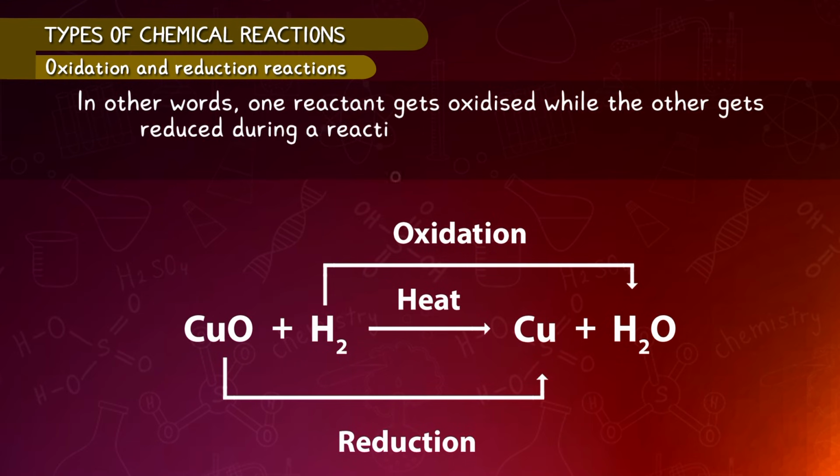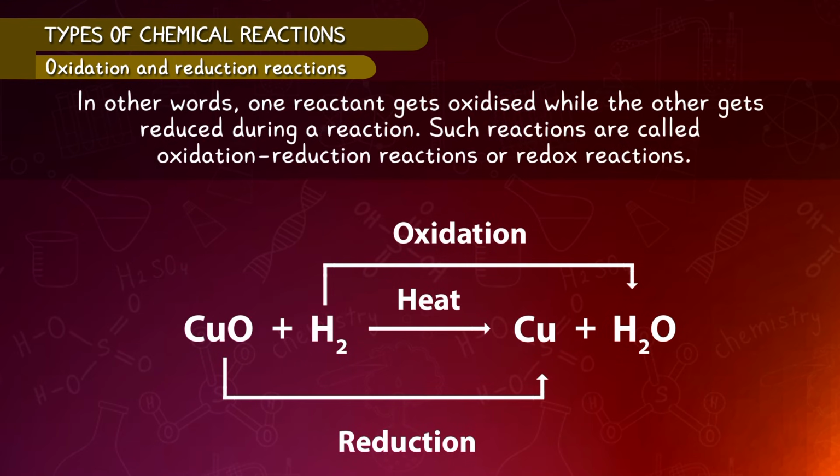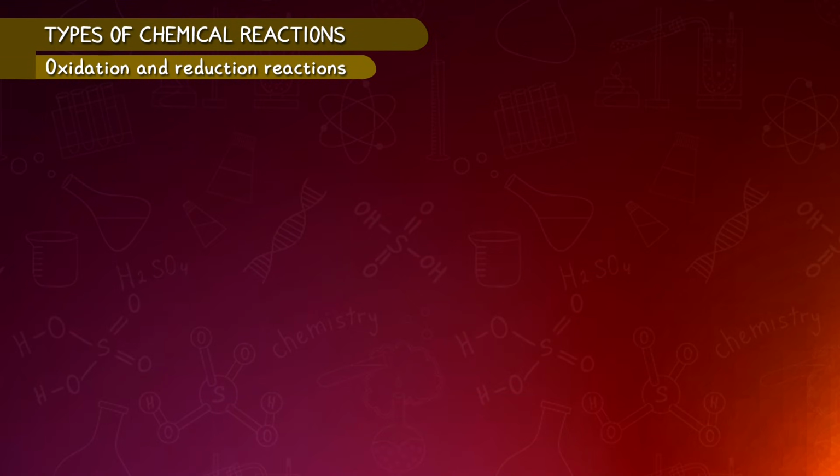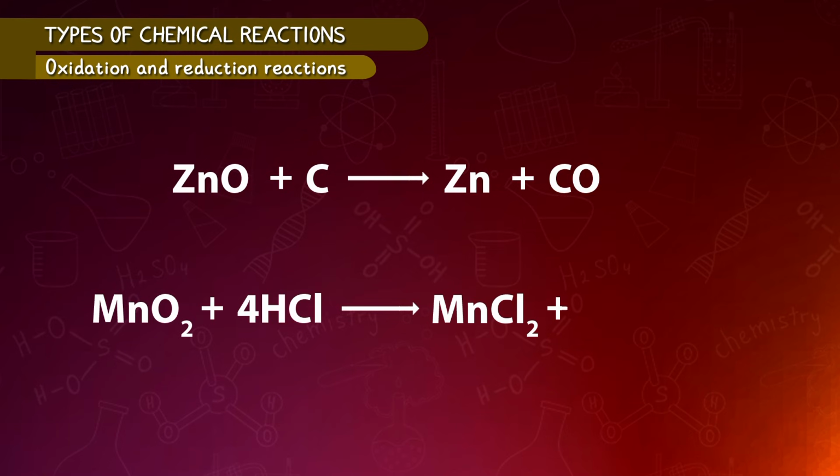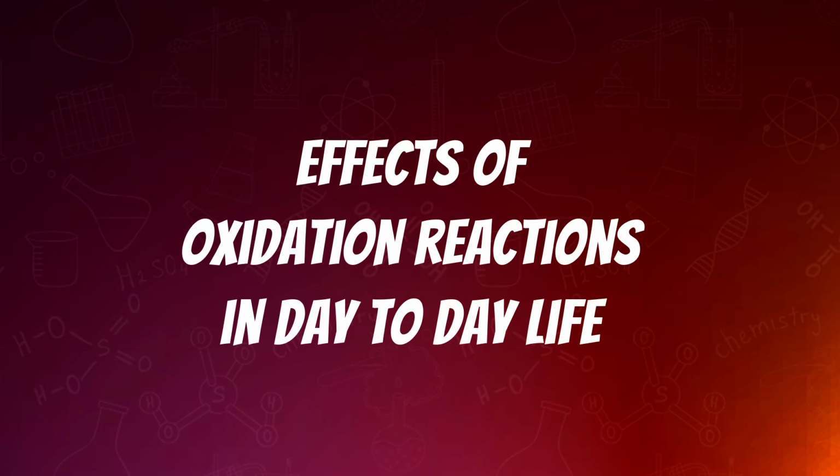So in other words, one reactant gets oxidized while the other gets reduced during a reaction. Such reactions are called oxidation reduction reactions or simply redox reactions. Some other examples of redox reactions. Zinc oxide plus carbon gives rise to zinc plus carbon monoxide. In the same way, manganese oxide plus 4HCl gives rise to manganese chloride plus 2H2O plus Cl2. Now let's see the effects of oxidation reactions in our day-to-day life.